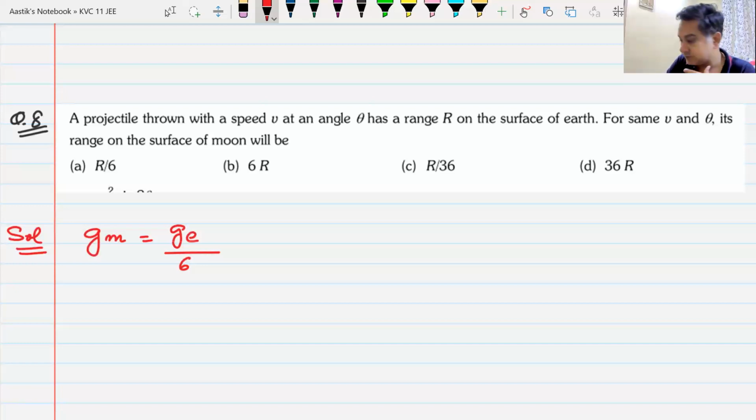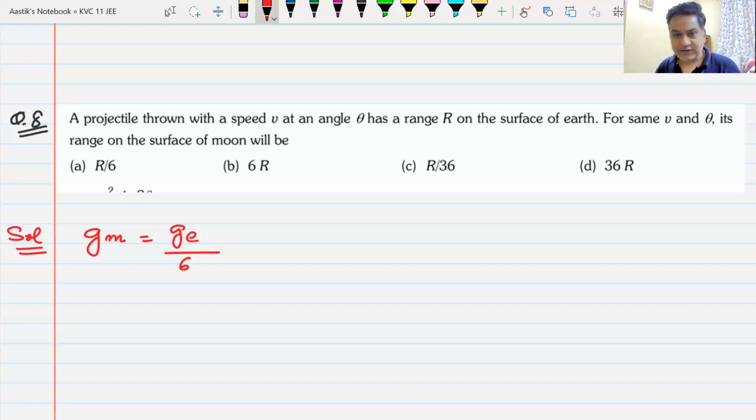Alright. Six hours. The range would be 6 times r. It is very simple to understand this. How do you get this range? It is u square sine of 2 theta divided by g.